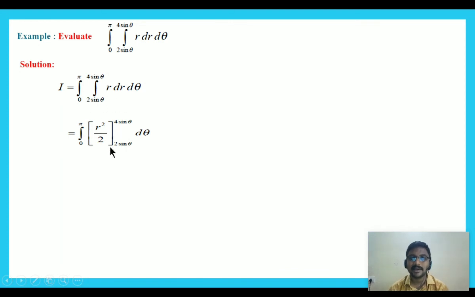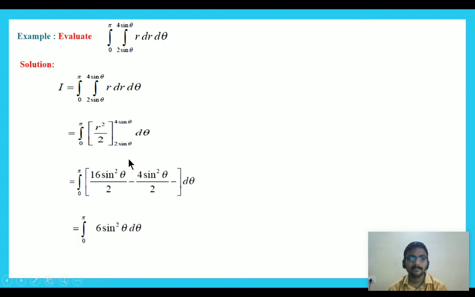R integration is r square by 2. We have to replace these limits in place of r. Substituting 4 sin theta and 2 sin theta, we'll get 4 sin theta whole square is 16 sin square theta by 2, minus 2 sin theta whole square is 4 sin square theta by 2. Upper limit minus lower limit into d theta. So 16 sin square theta by 2 minus 4 sin square theta by 2 is 6 sin square theta.